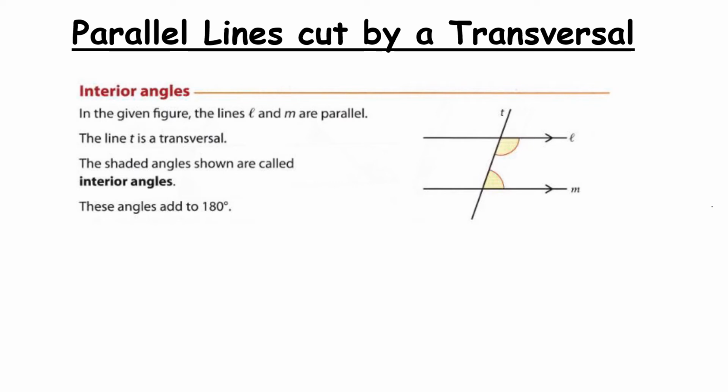If I was to use alternate angles, I'd say that this angle is equal to this angle, which is true, and because this one equals this one, I can say that this angle here plus this angle here must add to 180, therefore this angle here plus this one must also add to 180.